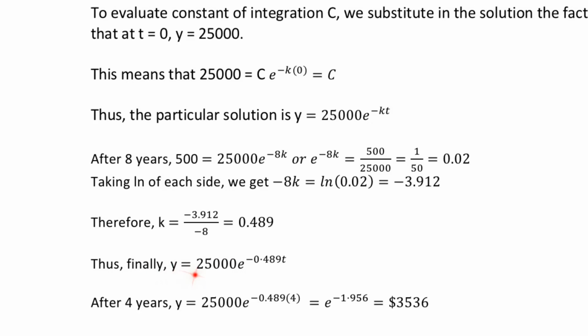Thus finally we have this solution. After 4 years, y will be equal to 25,000 into e raised to the power minus 0.489 into 4, which is this, equal to $3.3536. That will be the money left from your 25,000 investment in your furniture.